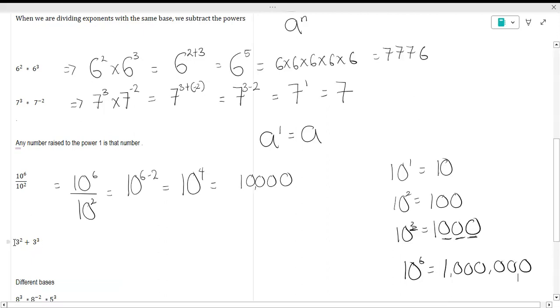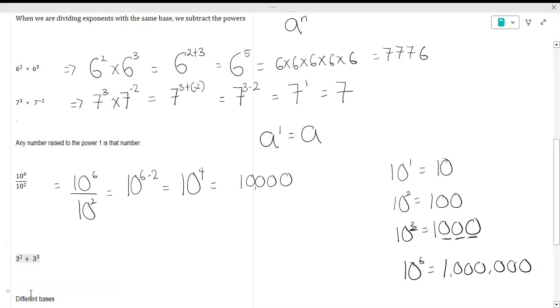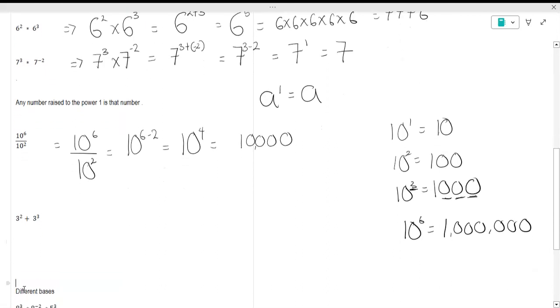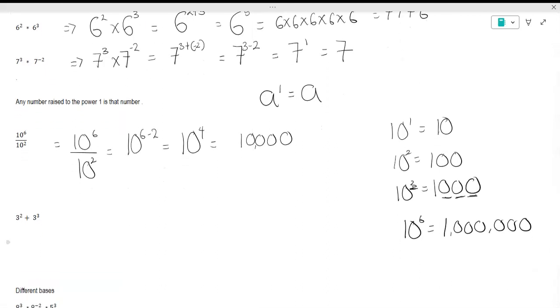Okay, now this one, 3 squared plus 3 cubed. So now we're not multiplying, so adding the exponents won't work. We just do it directly. So this could be a trick question. Just know that since we're not multiplying or dividing, there's no need to add or subtract the powers. You can just do it directly. 3 squared is 9, plus 3 cubed is 27, and 9 plus 27 gives me 36.